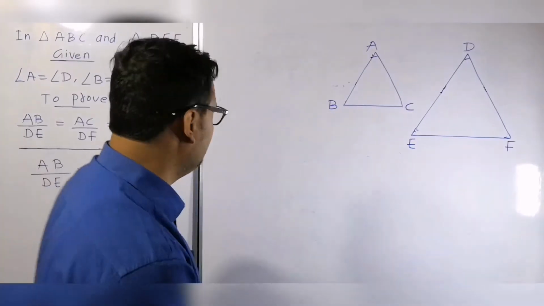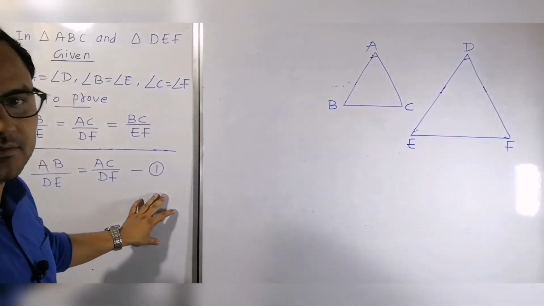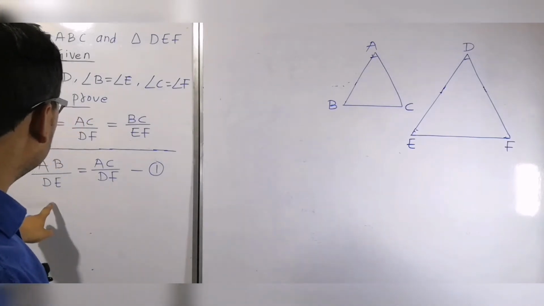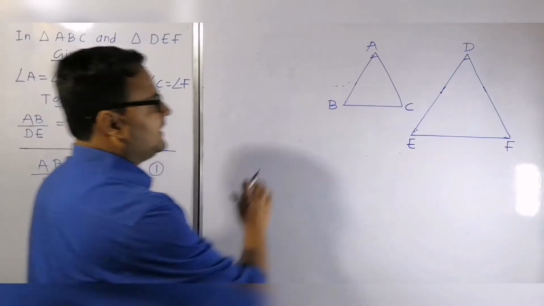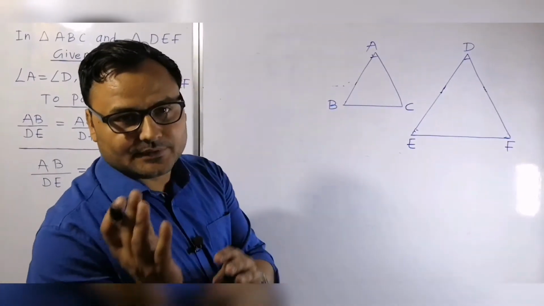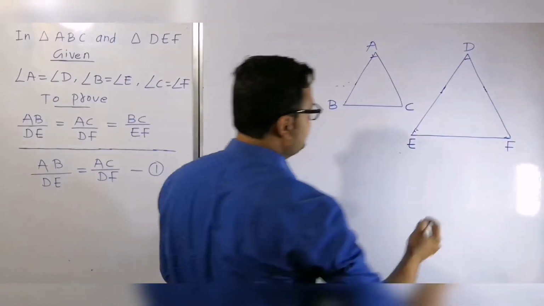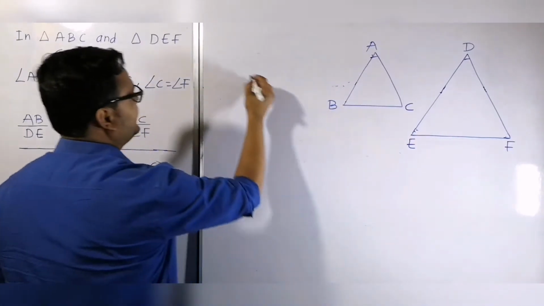Now what did we get? We got equation 1, AB by DE equal AC by DF. Now again we have to do one more construction. This way I am going to construct again or draw.